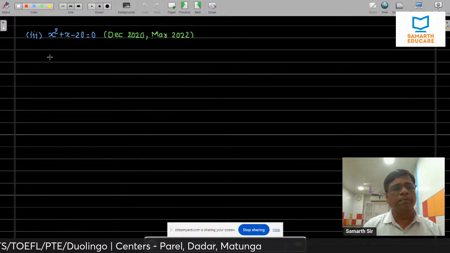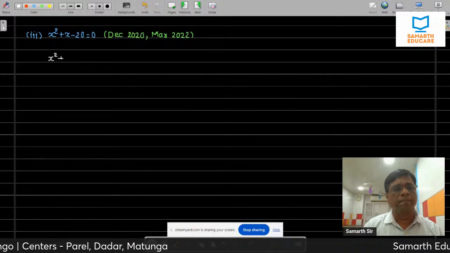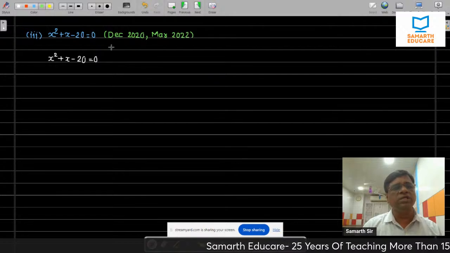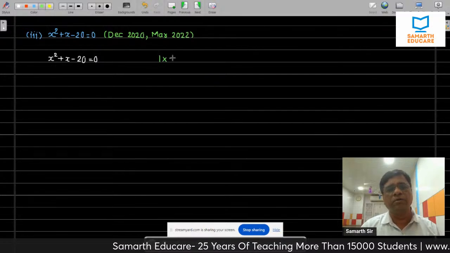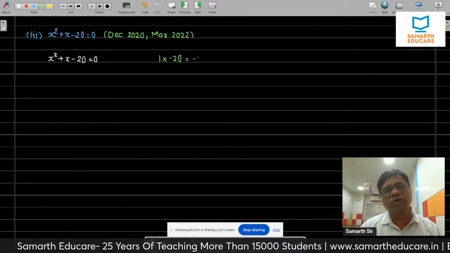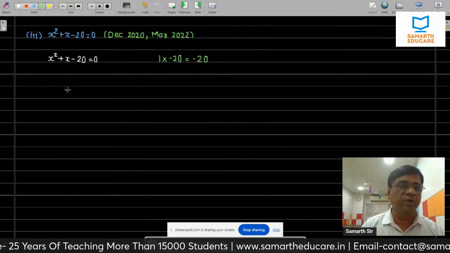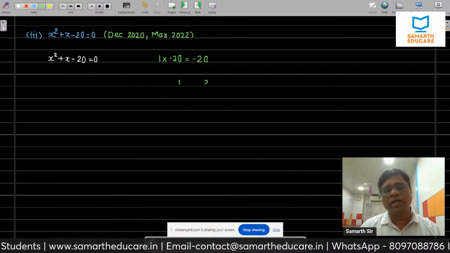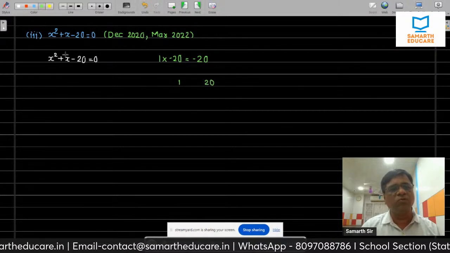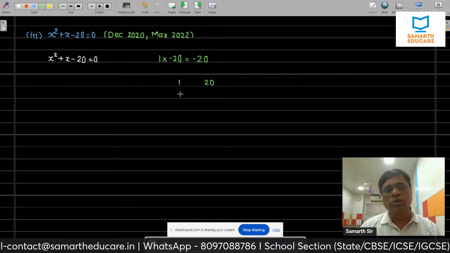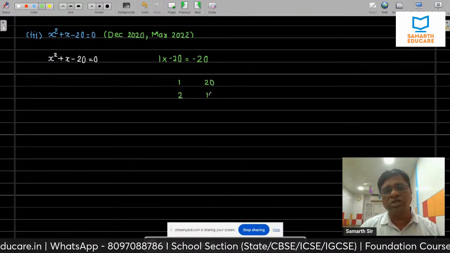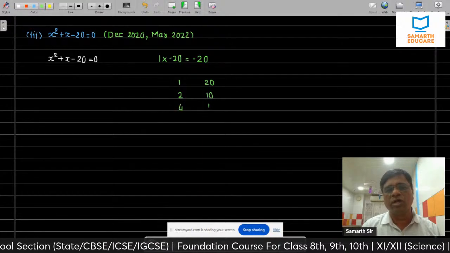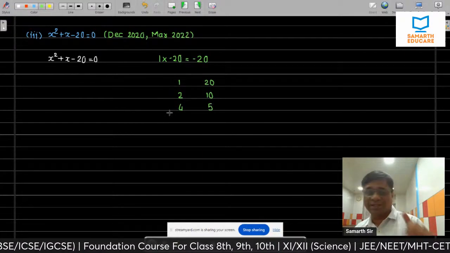x square plus x minus 20 is equal to 0. The value of AC, 1 into minus 20, is equal to minus 20. Now, because it is minus 20, I will look for subtraction. What will the first factor pair be? 1 and 20. Does the subtraction give us 1? We need 1 here. The answer is no. Then 2 into 10. Is the subtraction equal to 1? No. Then it will not divide by 3, but it can divide by 4. 4 and 5. Does the subtraction give us 1? The answer is yes.